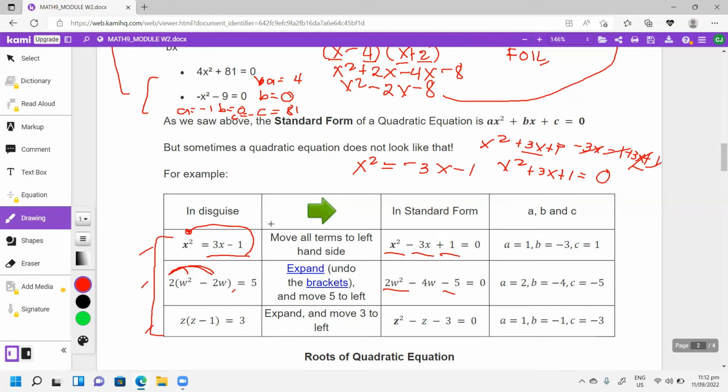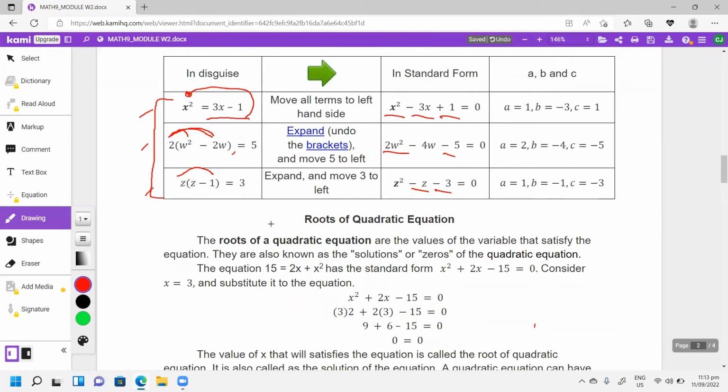So, the same process with number 3. z times z is z squared. z times negative 1 is negative z. Then positive 3, if we transpose or move it to the left side, becomes negative 3. Then identify the A, the B, and the C. A is 1, B is negative 1, and C is negative 3.